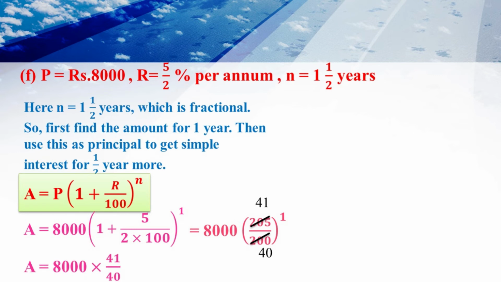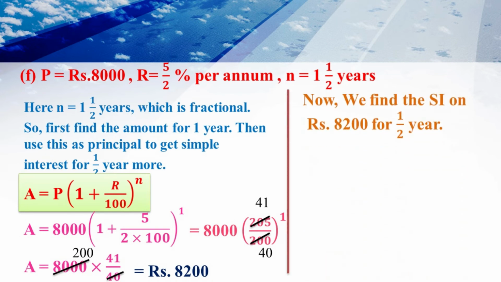Now we can write 8,000 into 41 divided by 40. Again cancelling by the common factor, 200 into 41, which is equal to rupees 8,200. Now we find the simple interest on rupees 8,200 for half year. Simple interest is 8,200 into 5 into 1 divided by 2 into 2 into 100.